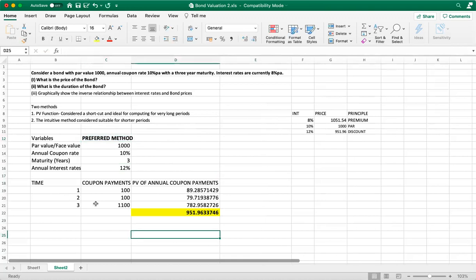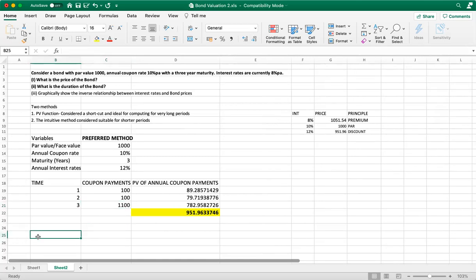This is a 3-year bond paying a coupon rate of 10%. So in the first year, you'll receive 100 shillings. In the second year, you'll receive 100 shillings. In the third year, you'll receive 100 shillings, the coupon payment, plus the 1,000, which is the par value. So today, we are saying the price of this bond is 951. You're able to explain to someone where these cash flows came from. This is the preferred method.